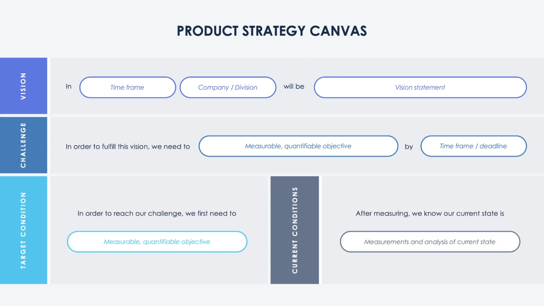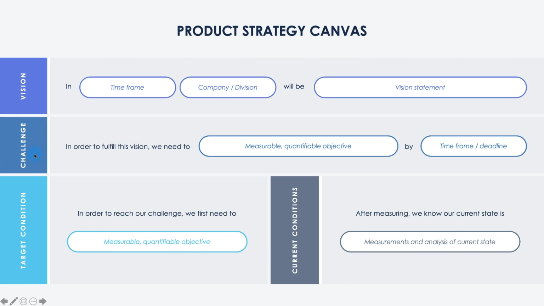Now, this particular canvas is good for framing your ideas and presenting them to whoever you're speaking to. This is almost like a verbal template for you to organize your thoughts. So we start with a vision. Insert the time frame, company, and then the vision statement. So for example, in 2 years, company ABC will be the leader in cybersecurity development.